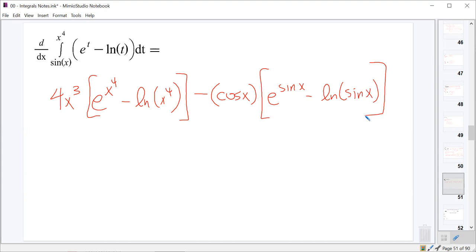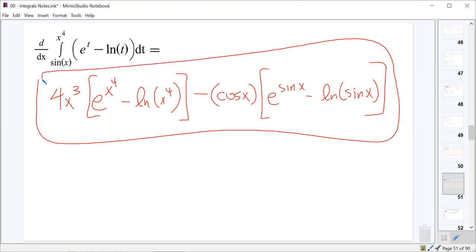And so, while it's not a real pleasant looking answer, that's it. That's all there is to it. Evaluate the upper limit into your original function when you have a derivative of an integral.